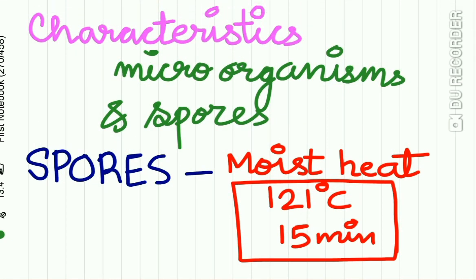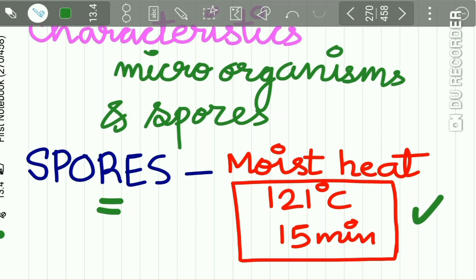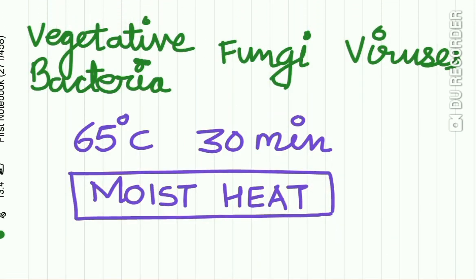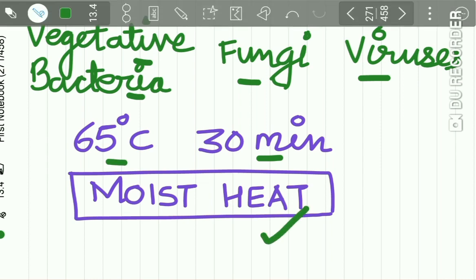Then comes the characteristics of microorganisms and the spores which are present. The bacterial spores are killed by moist heat at a temperature of 121 degrees Celsius when exposed for 15 minutes duration. While most of the vegetative bacteria, fungi and viruses are killed in 30 minutes at a temperature of 65 degrees Celsius when moist heat is used.